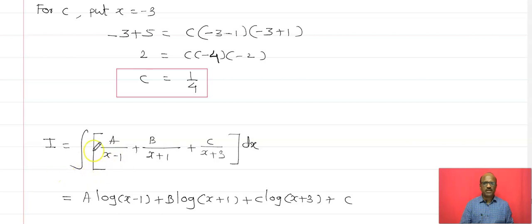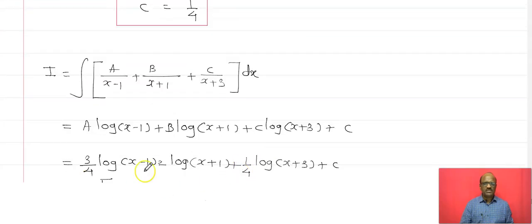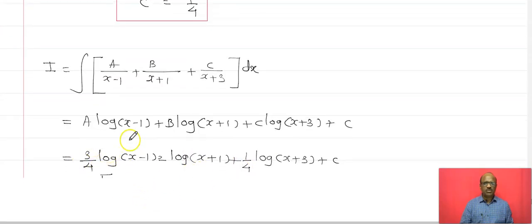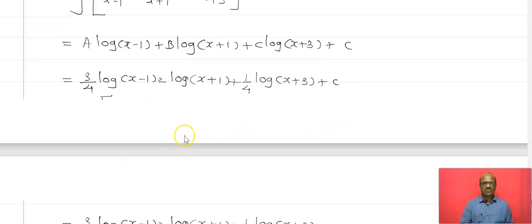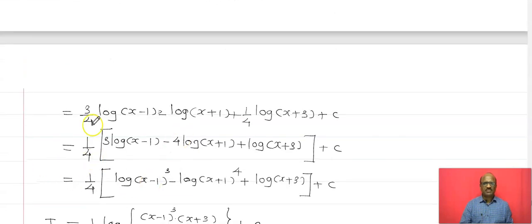Again substitute the value. I is equal to integral of A upon x minus 1 plus B upon x plus 1 plus C upon x plus 3. Therefore its integral is A log of (x minus 1) plus B log of (x plus 1) plus C log of (x plus 3) plus c, and resubstitute the value of A, B, C. Then you will get 3 by 4 log of (x minus 1), and next is minus log of (x plus 1) plus 1 by 4 log of (x plus 3) plus c.